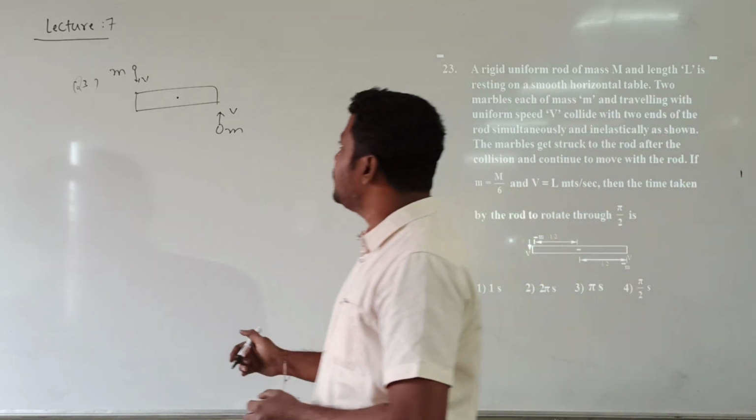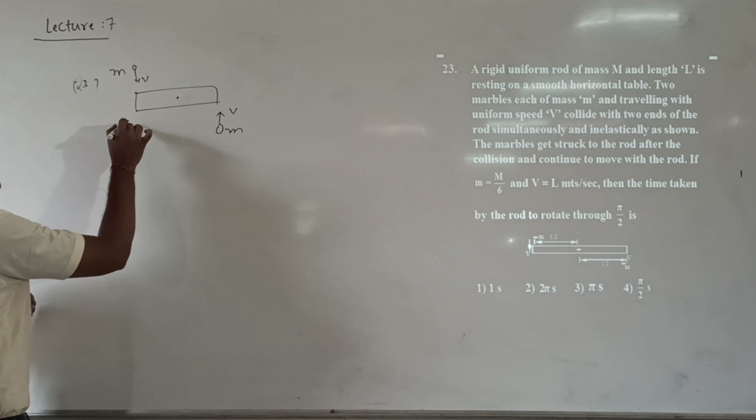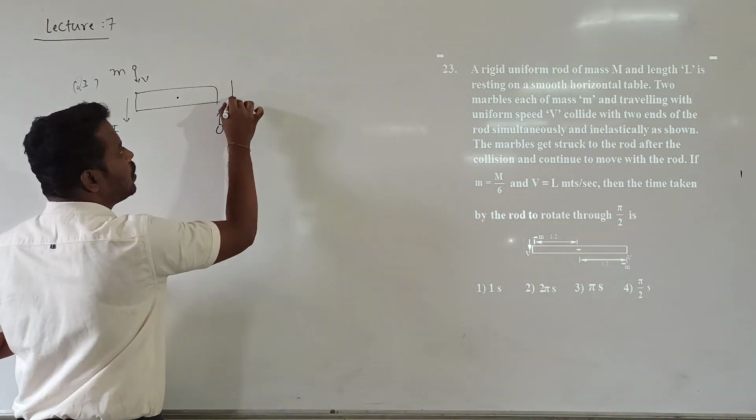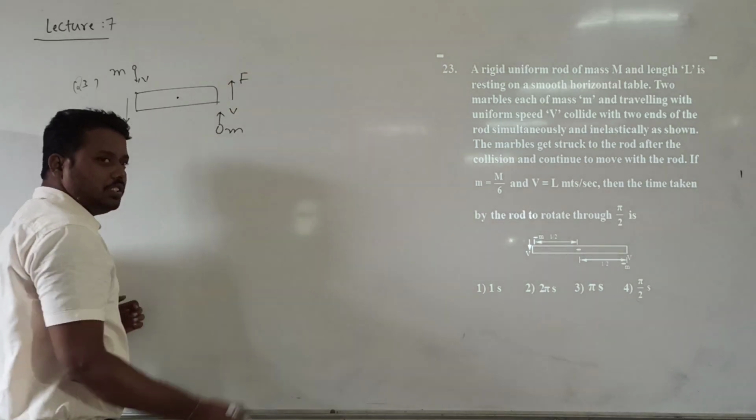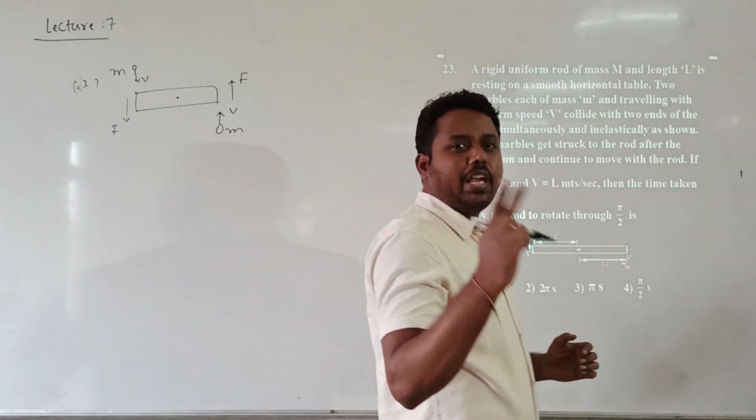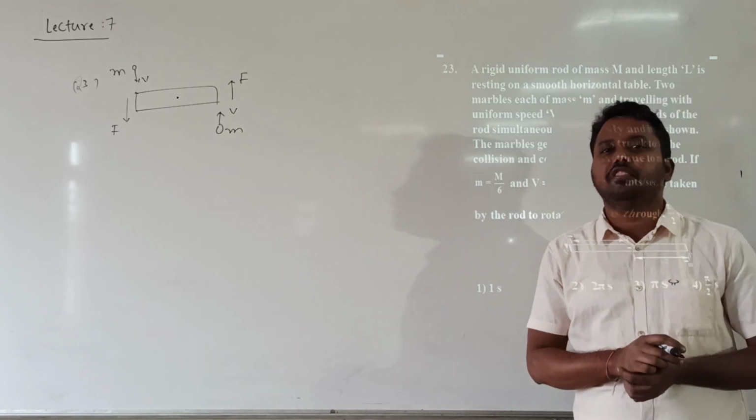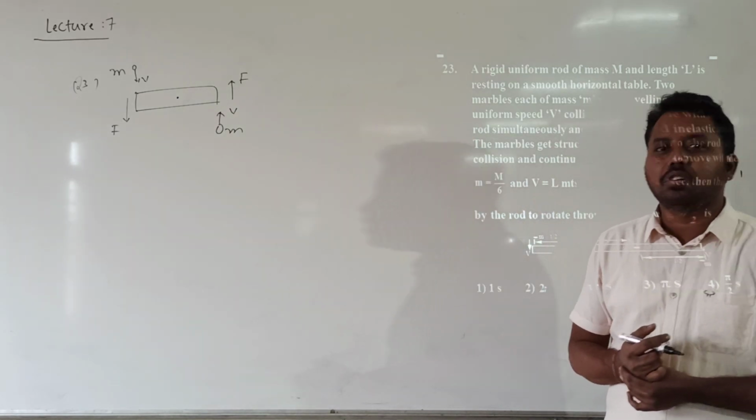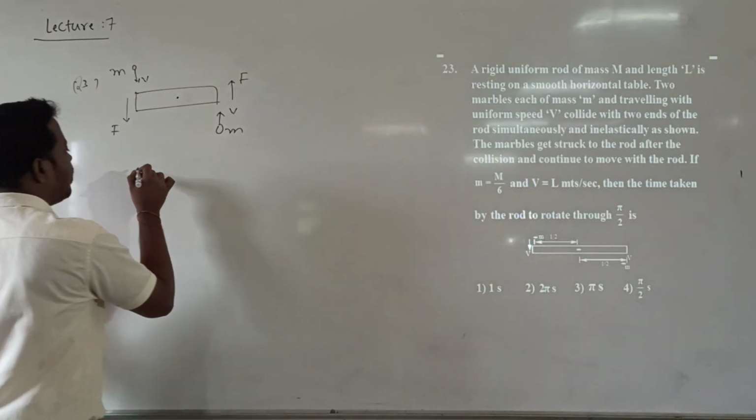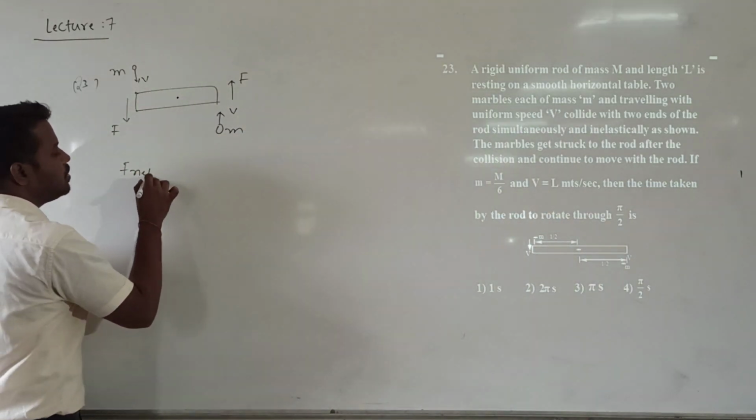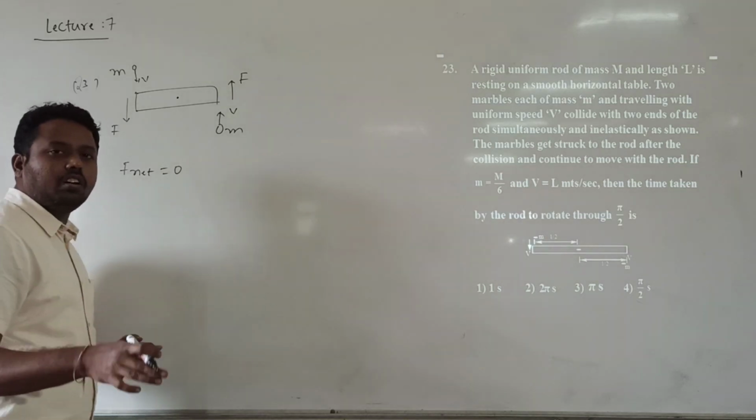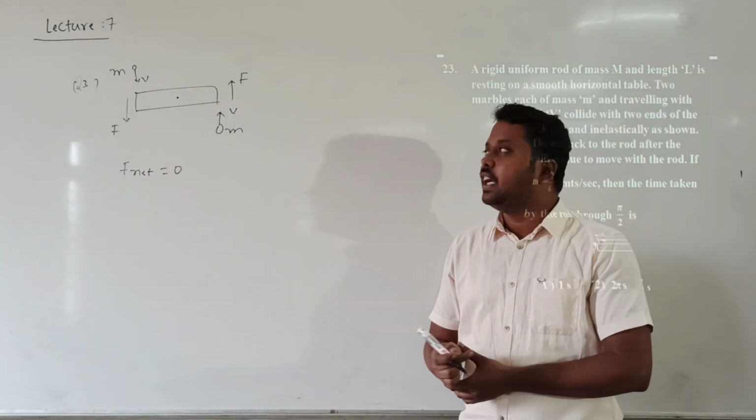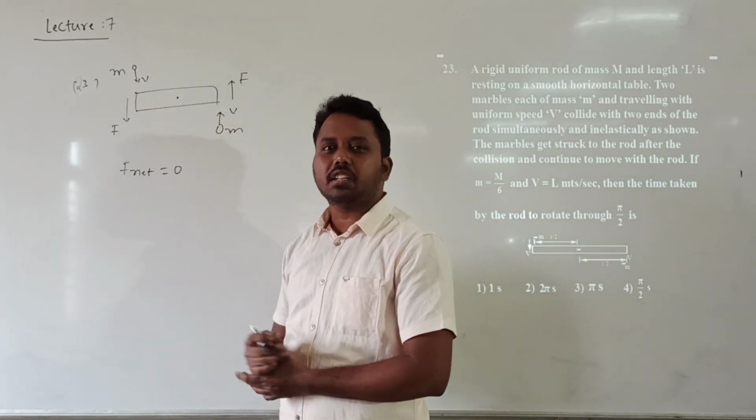So then what happened? Because of this marble, a force will act on the rod in the vertically downward direction. Because of this marble, a force will act on the rod in the vertically upward direction. Like two equal forces acting at two different lines of action. So the net force acting will be equal to 0. F net will be equal to 0. When net force is 0, the rod will be in translational equilibrium. It will not move in a straight line path. It cannot move either upward or downward.